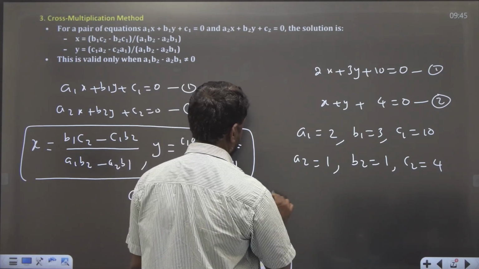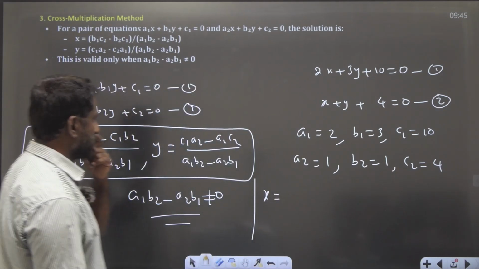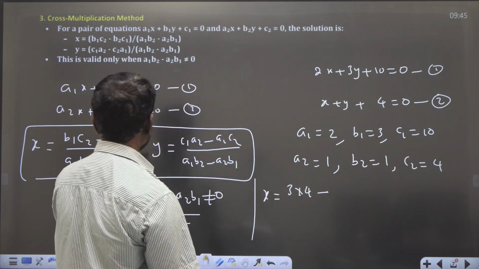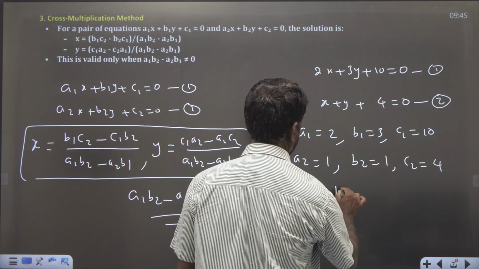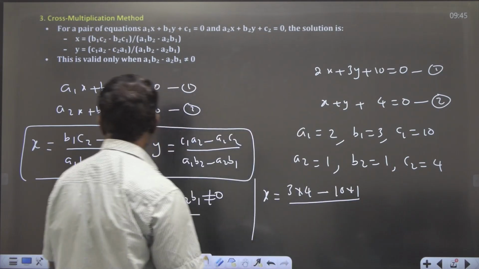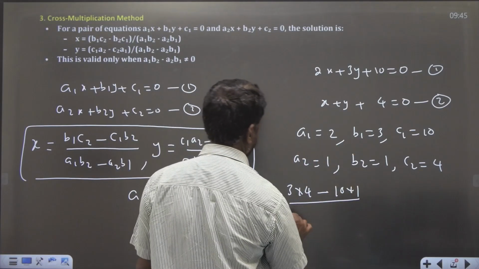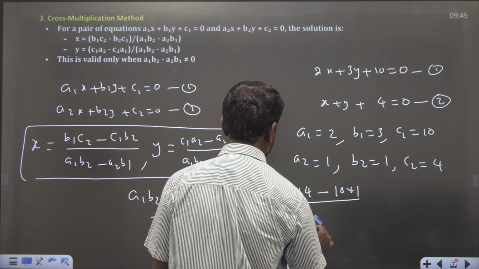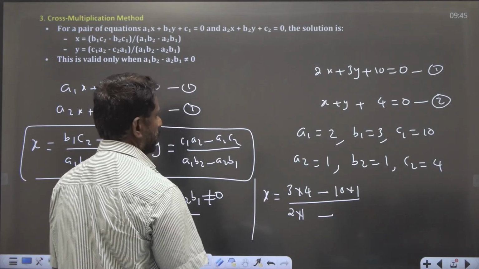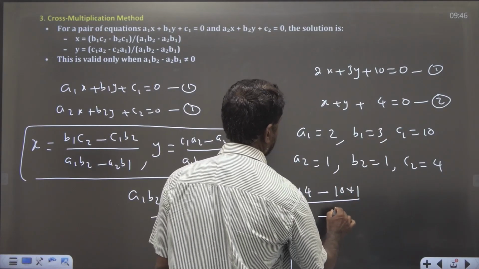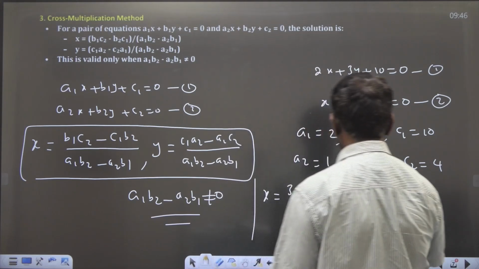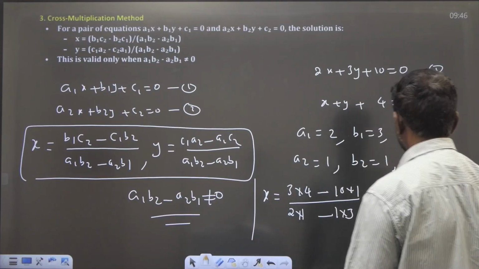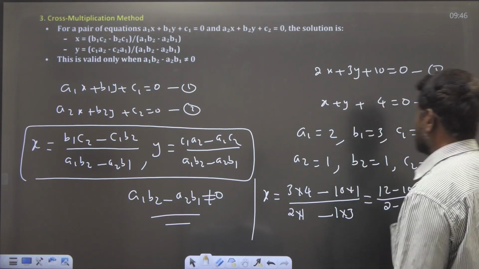Then x is equal to, use this formula, b1 c2, 3 into 4, minus c1 b2, 10 into 1, divided by a1 b2, 2 into 1, minus a2 b1, 1 into 3. That is 3 into 4, that is 12 minus 10, divided by 2 minus 3. 12 minus 10 is 2. 2 by negative 1, minus 2 is the answer.